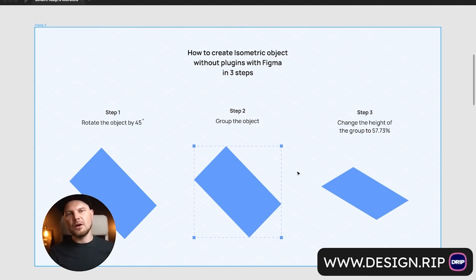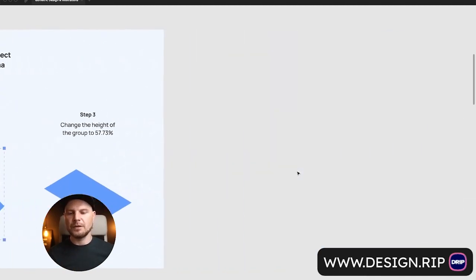Then group this object. Simply group this selection. You selected something, rotated it by 45 degrees, group it. So it will be inside of the group. I'll explain why it's important. And the third step, change the height of the group to 57.73%.